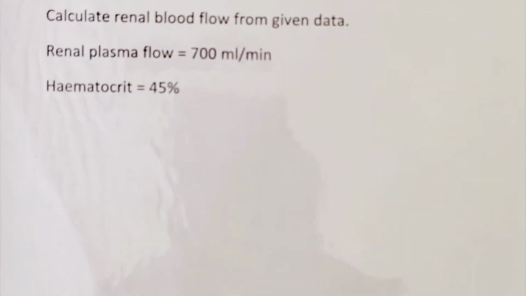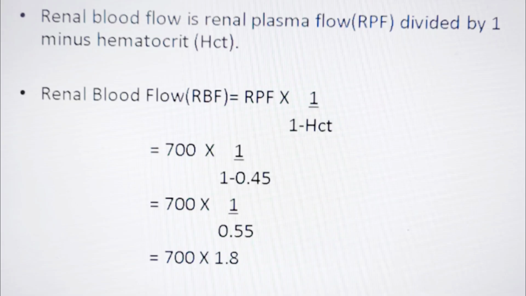Calculate renal blood flow from given data. Renal plasma flow is 700 ml per minute. Hematocrit is 45%. Renal blood flow is renal plasma flow divided by 1 minus hematocrit. So renal blood flow is equal to renal plasma flow into 1 by 1 minus hematocrit.